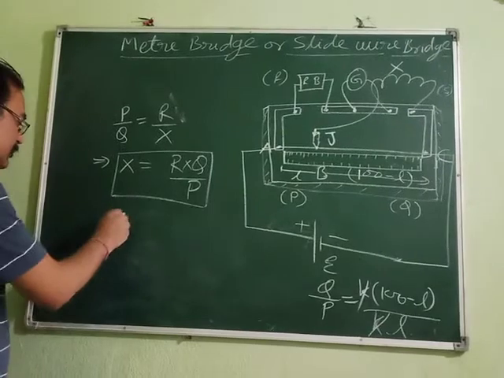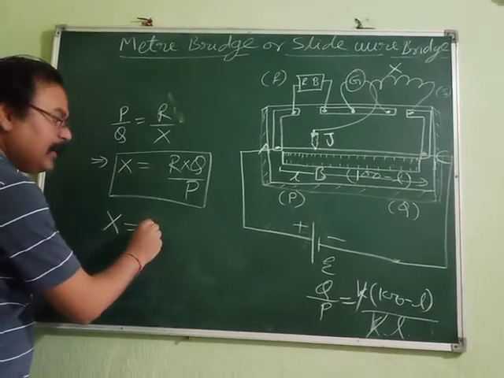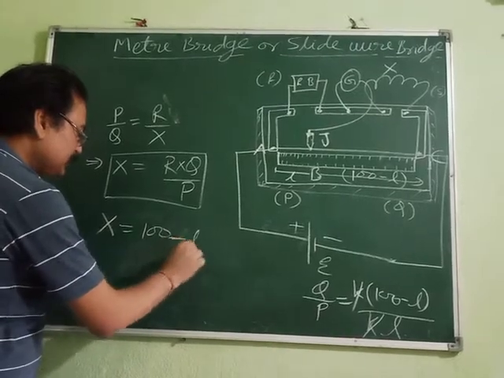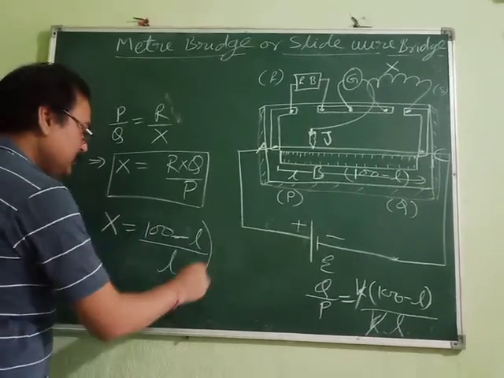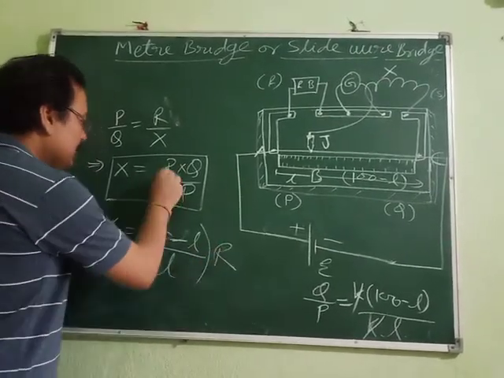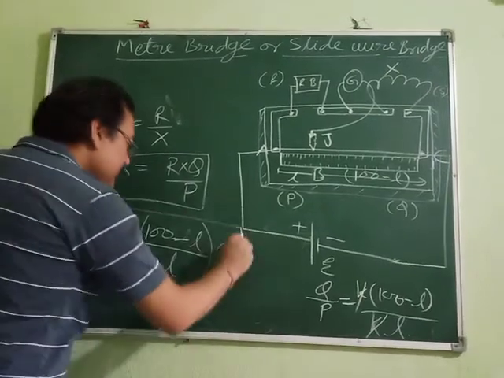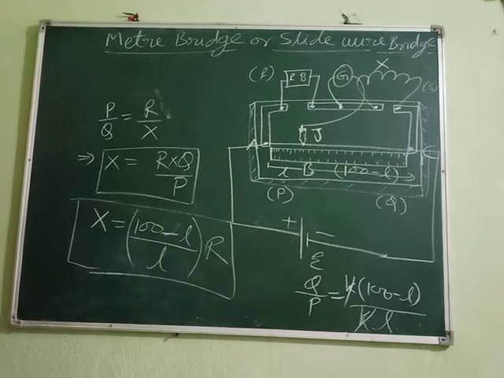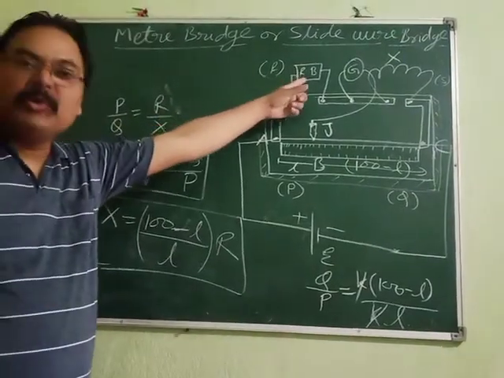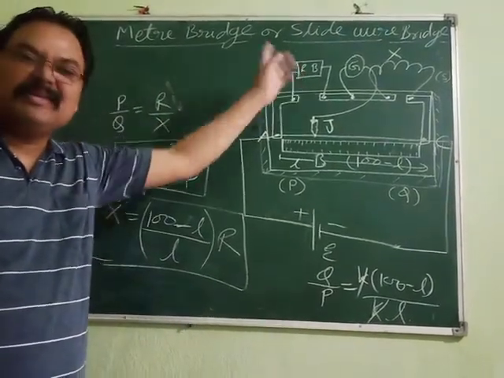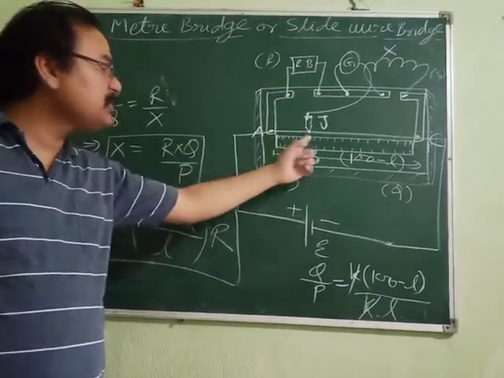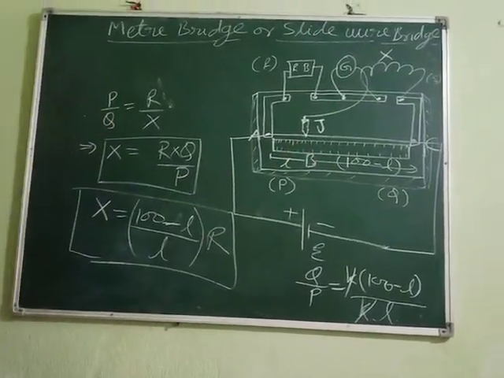So this X becomes 100 minus L by L into R. This R we have multiplied here. This is the formula to get the resistance of the unknown resistor. R you will be knowing, because whatever resistance you are introducing, that is known to you. L, the balancing length, you are finding from this side. From which side to find the balancing length?